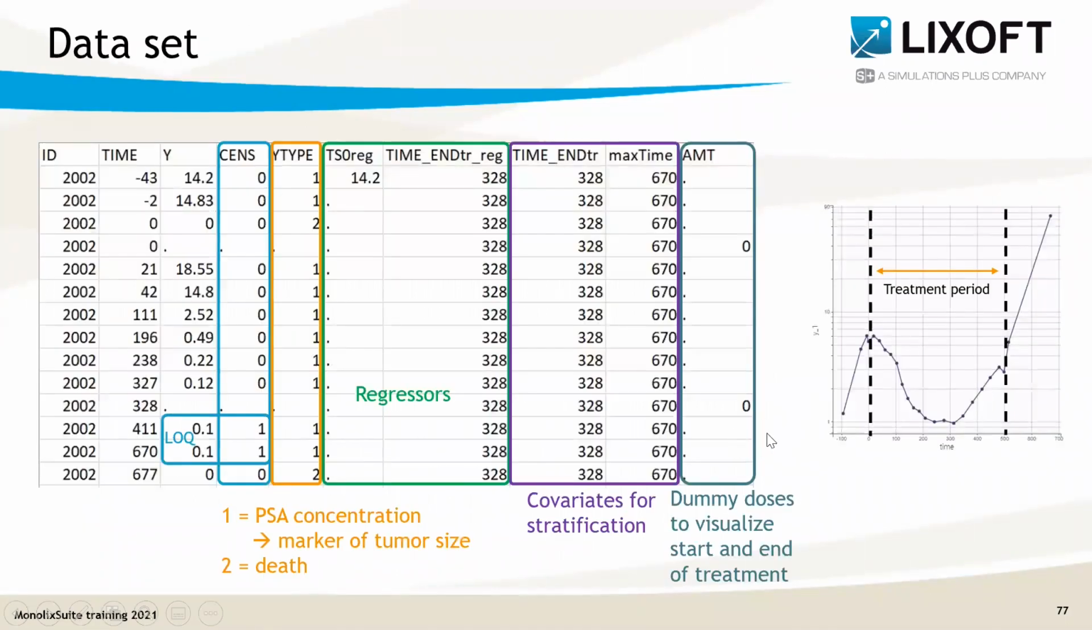I will just show briefly some particularities in the data set. So we have the typical columns with ID, time, observations, censoring, and the observation types. In addition, I have two columns to be used as regressors in the data set. One is the initial tumor size, and the second is the time of end of the treatment for each individual.